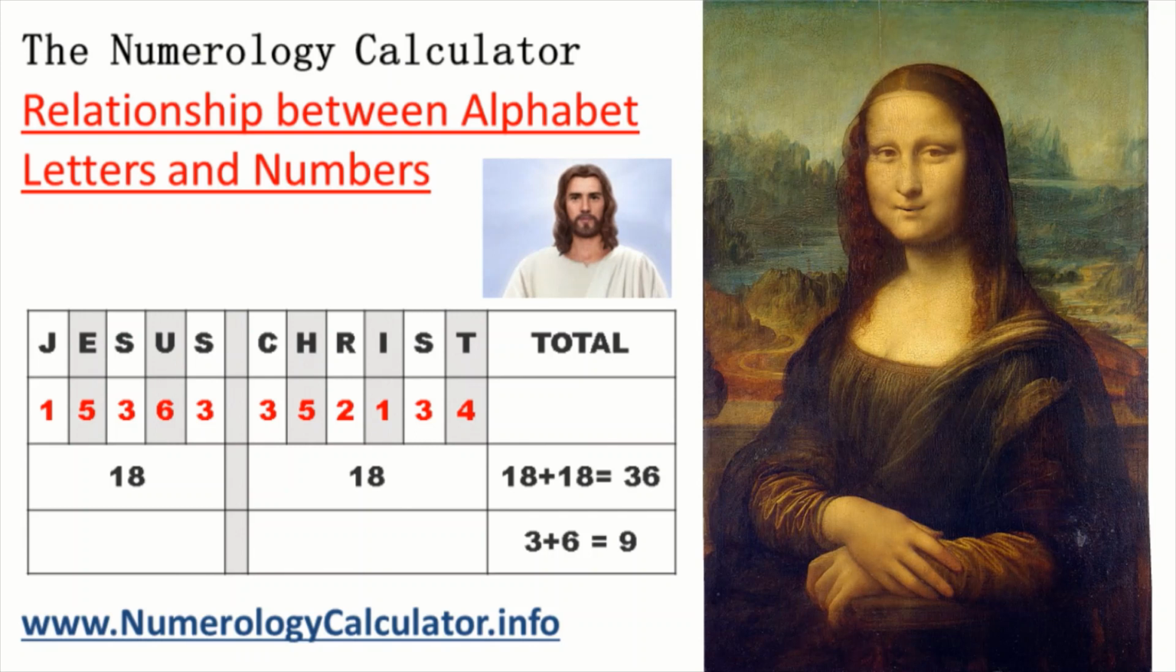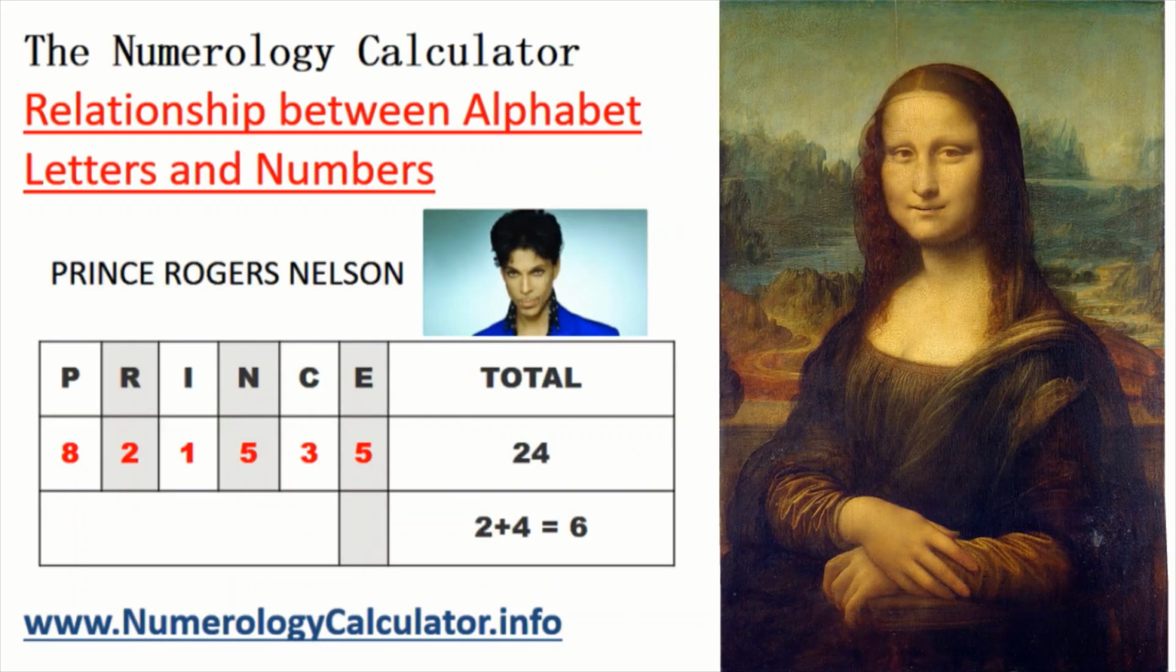While generating and interpreting the name number, the most commonly used name of the person is taken into consideration. For example, let's take the famous singer and songwriter Prince Rogers Nelson, who was popularly known only by the name Prince. Only Prince should be taken for generating the name number. Let us generate a compound number for the name Prince.